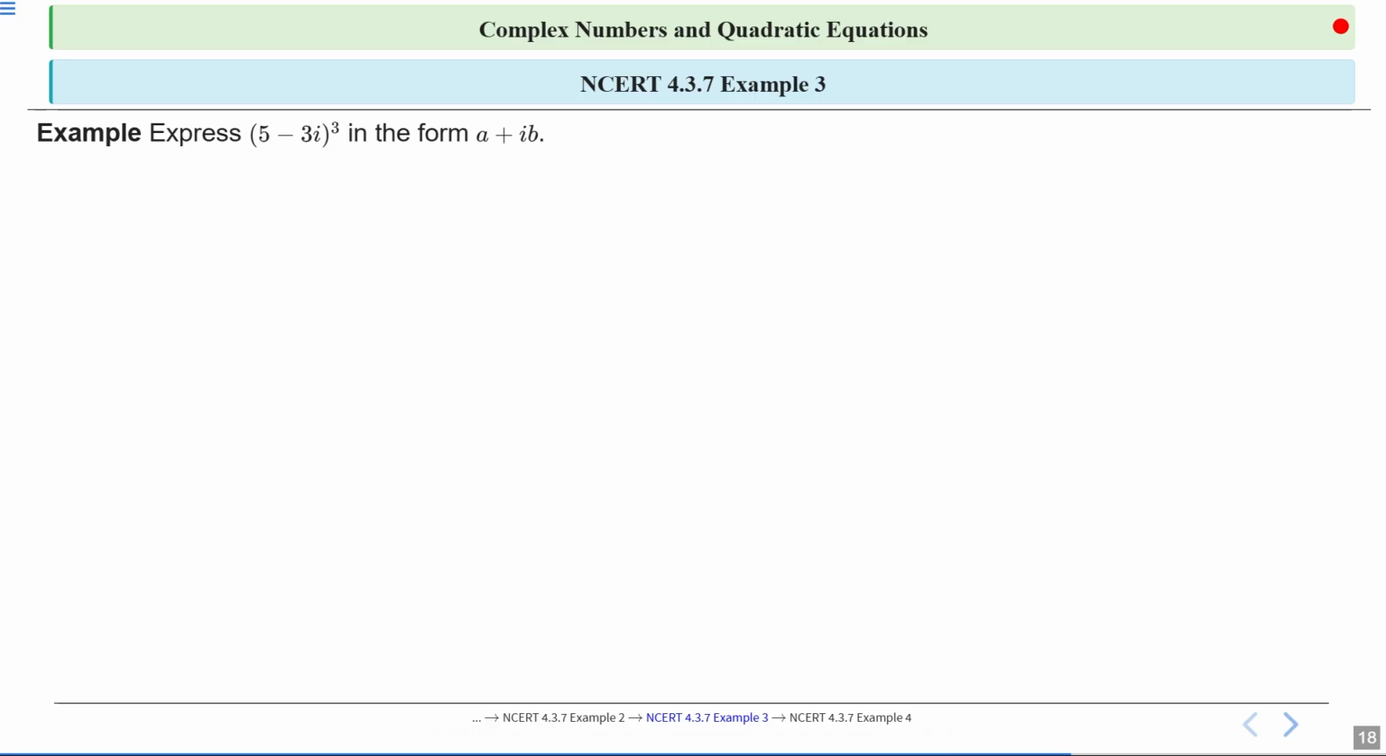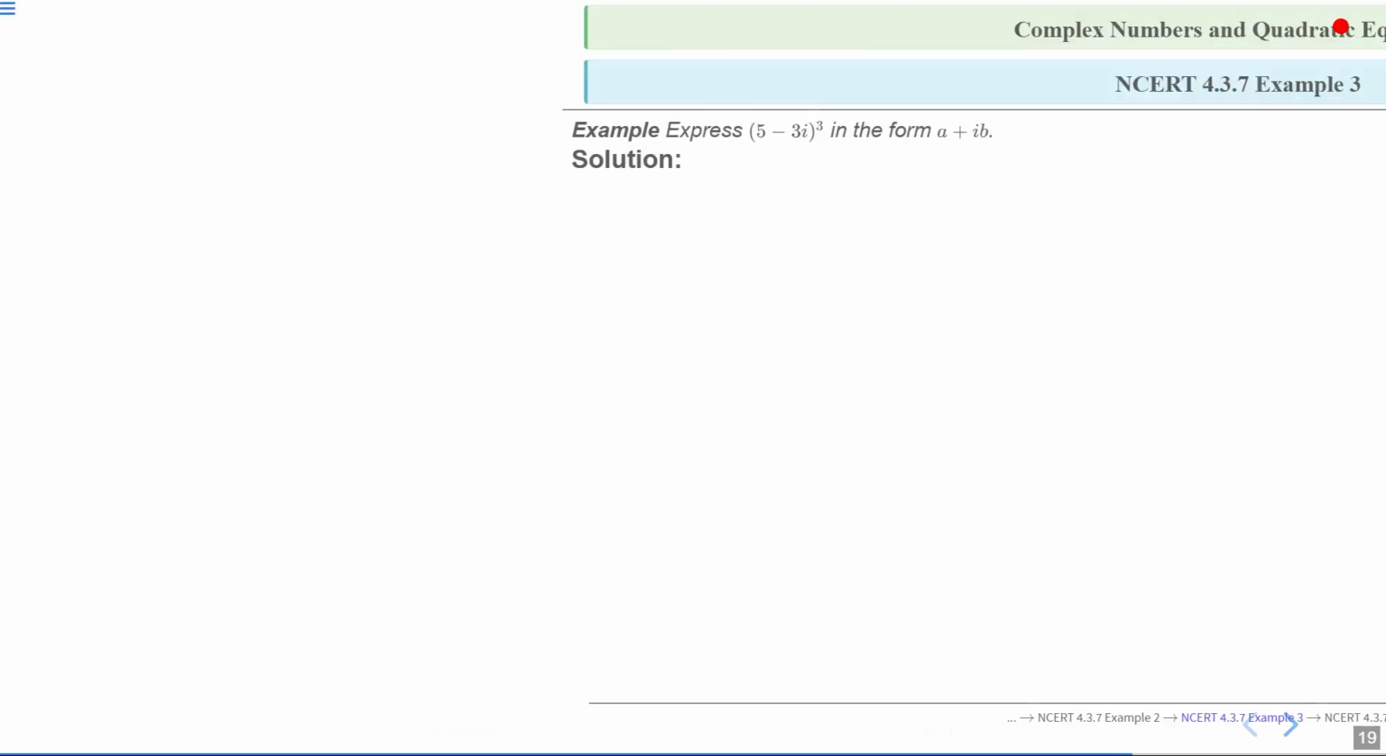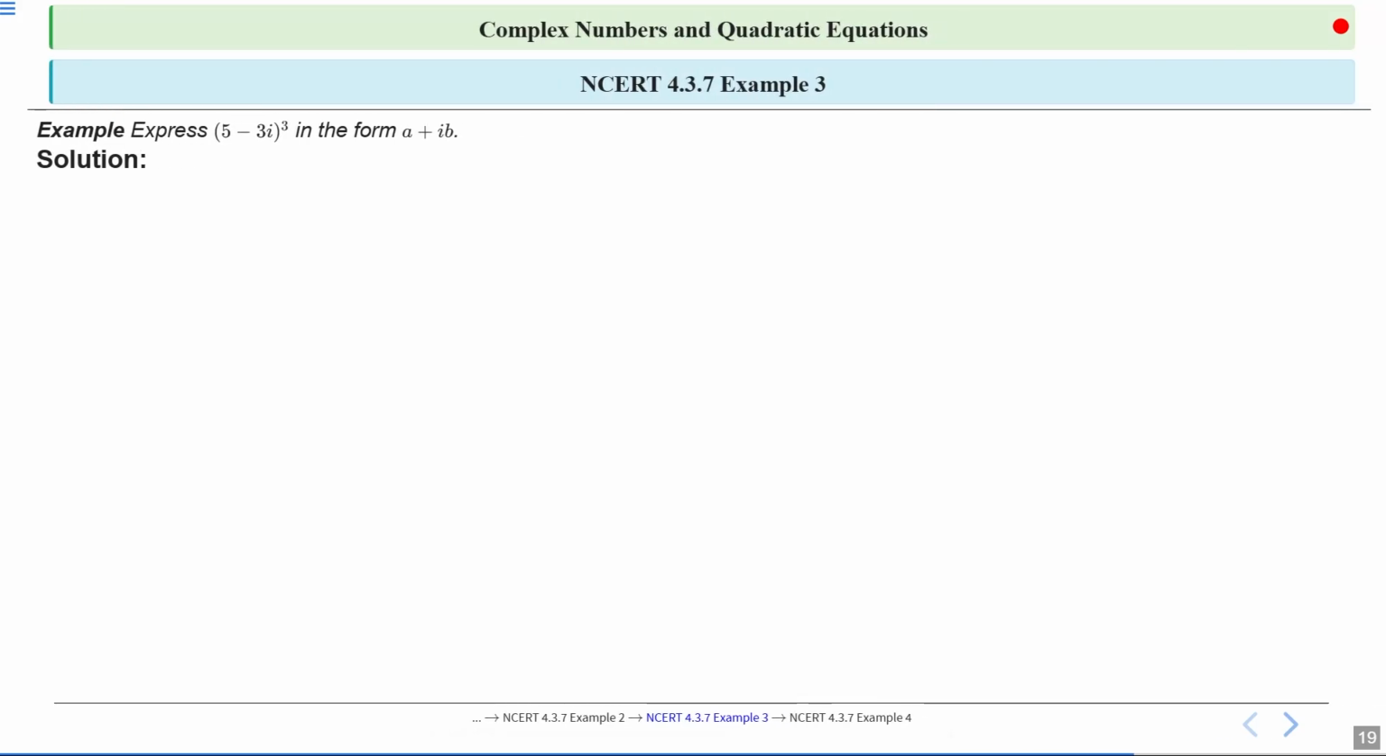Now we will look at example 3. In this example, we have to express 5 minus 3 iota whole cube in the form of a plus iota times b. So let's look at the solution of this example.